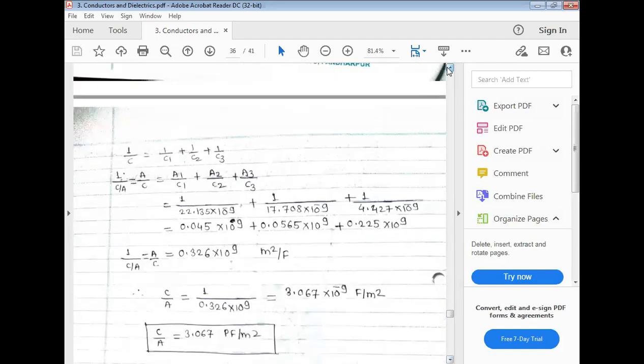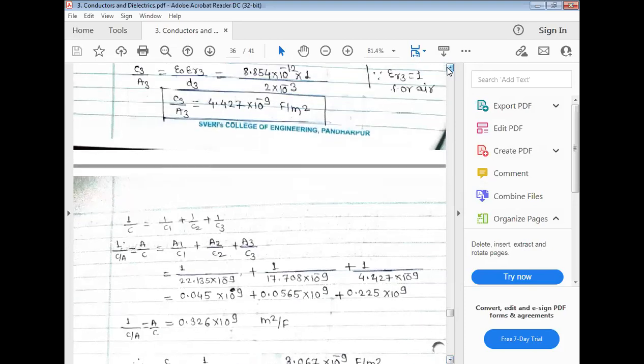Therefore this epsilon 0 into epsilon R3 is equal to 1 divided by D3. Now D3 is also 2 mm, so it is 2 into 10 raised to minus 3. Okay, so this C3 upon A3 is equal to 4.427 into 10 raised to minus 9 farad per meter square. Okay. Now we find all the C3 upon A3.